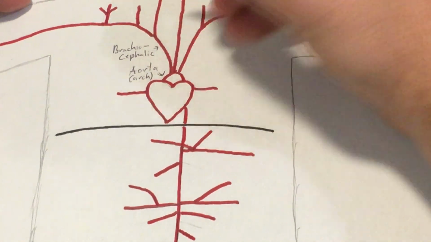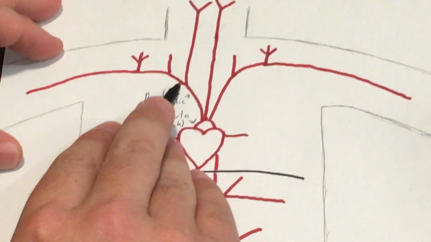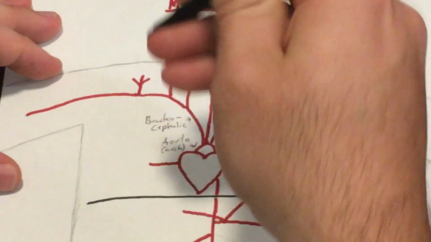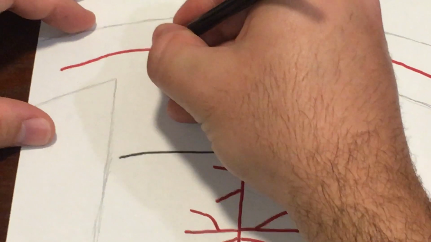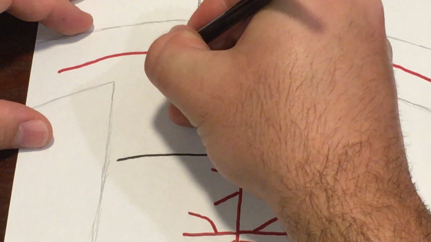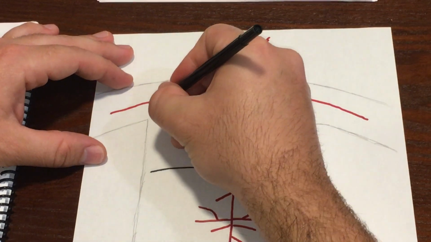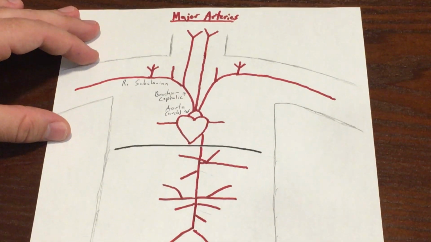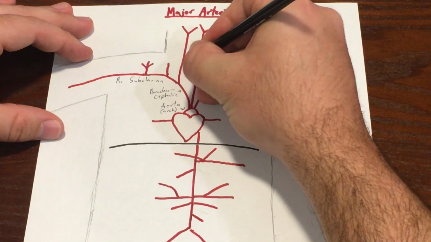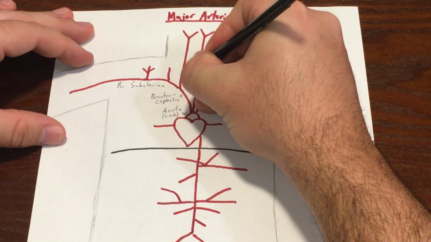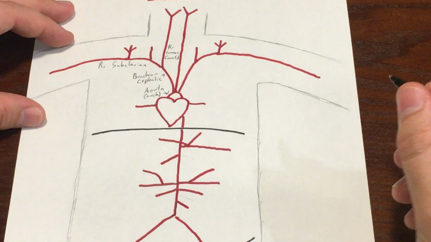And then you have a branching point here. For the purposes of our class, we're going to call all of this running into the arm, right as you get to the armpit here, the subclavian artery. And this will be the right side, so it'll be the right subclavian artery. Always say left or right. And then this other branching point, you're going to have the right common carotid, as I try to fit it in there.